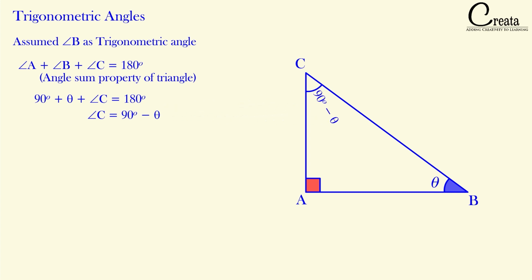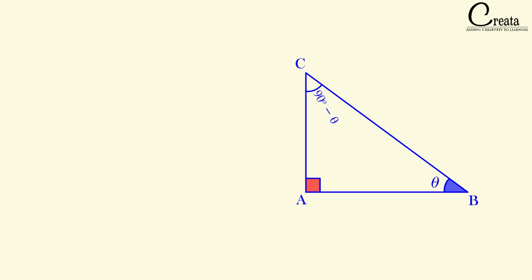So we are having three angles of this right angle triangle. One is 90 degree, second is angle theta, which we have called as trigonometric angle. Okay, one angle we have to take as trigonometric angle, rest I will tell you later on. The third angle we got as 90 minus theta. So this is the angle component of the right angle triangle. Let's move to the second component, that is trigonometric sides.